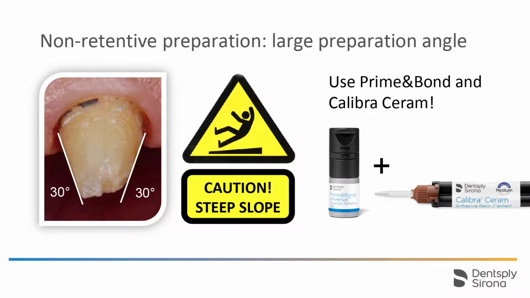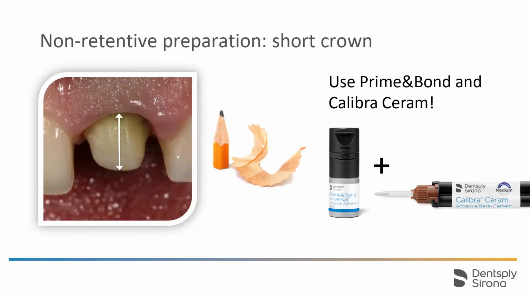Here, a second preparation for comparison. The preparation is highly conical. The use of the adhesive resin cement, Calibra Ceram, is recommended in this case to maximize the bond to the tooth. A crown fitted using powder liquid cement would de-cement after a short time in situ, meaning it would become detached from the tooth.